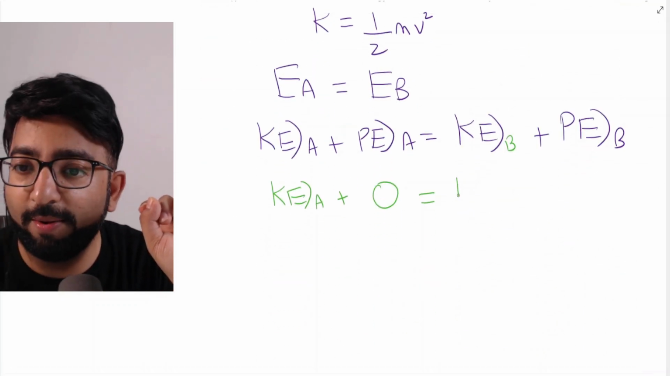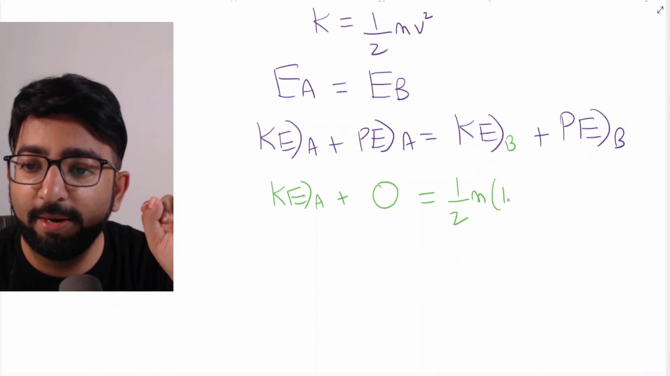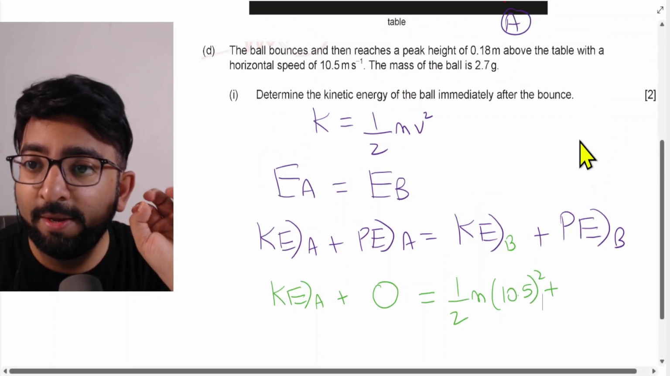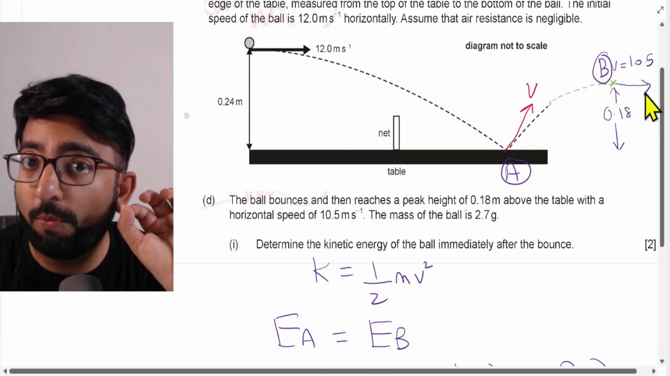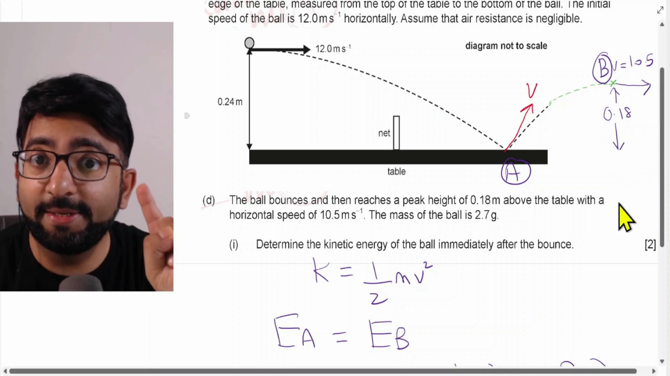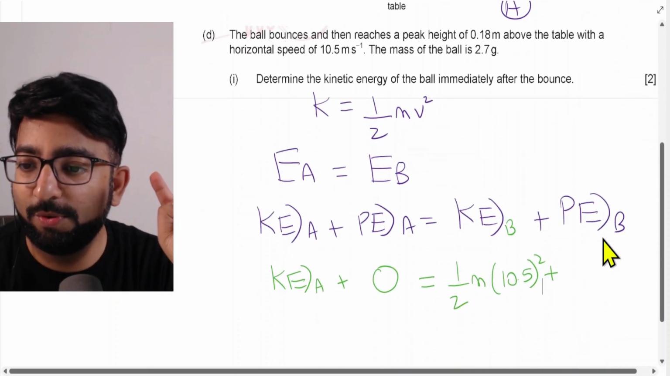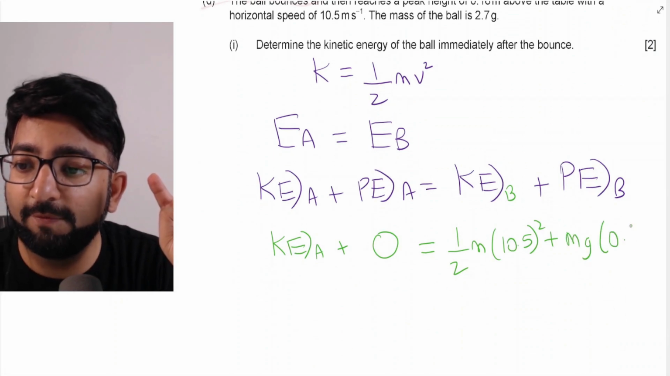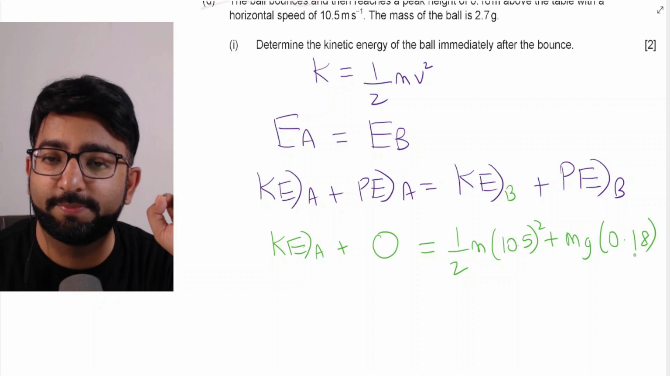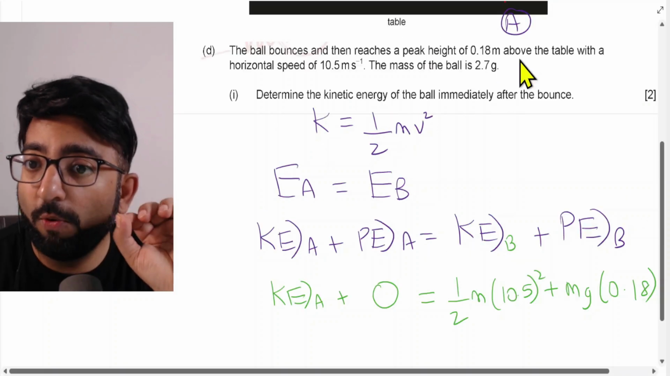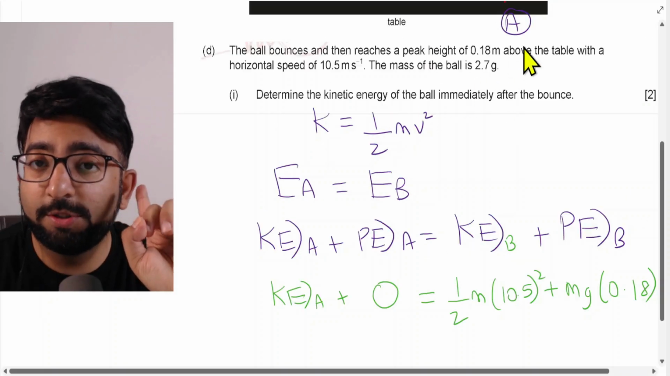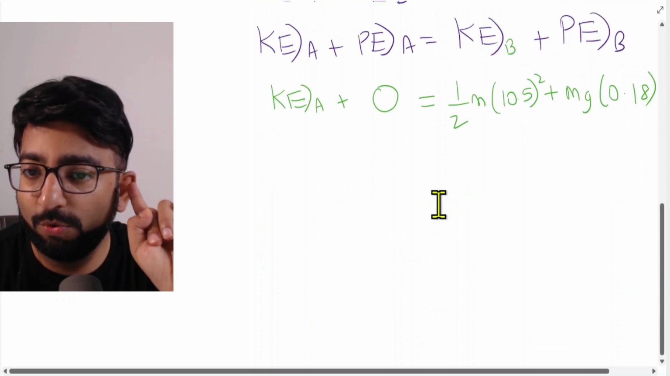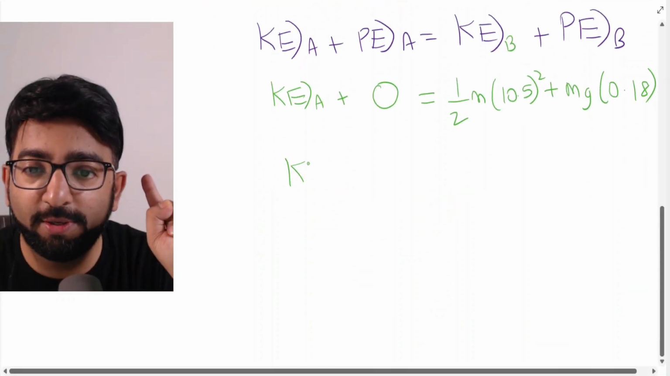So we can use half mv squared, half m into 10.5 squared, plus B was having a height of 0.18 meters. That is the height h. So we can use mgh. So let's write down mg into the height, which was 0.18 meters. The mass of the ball is 2.7 grams. So it is important for us to convert that into kilograms.